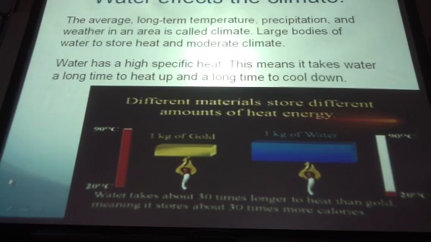Water has a high specific heat. This means it takes water a long time to heat up and a long time to cool down.